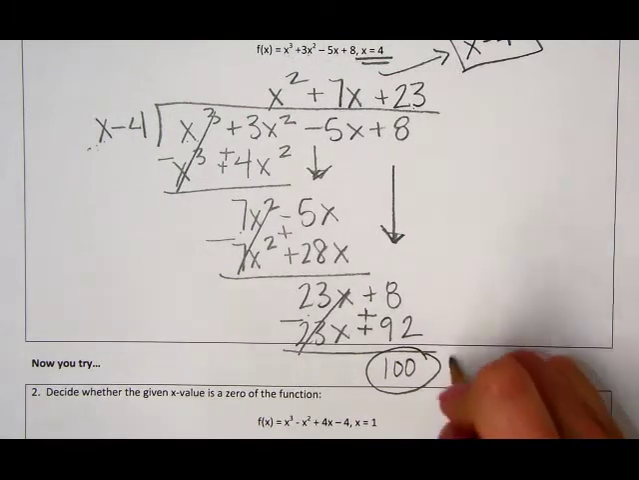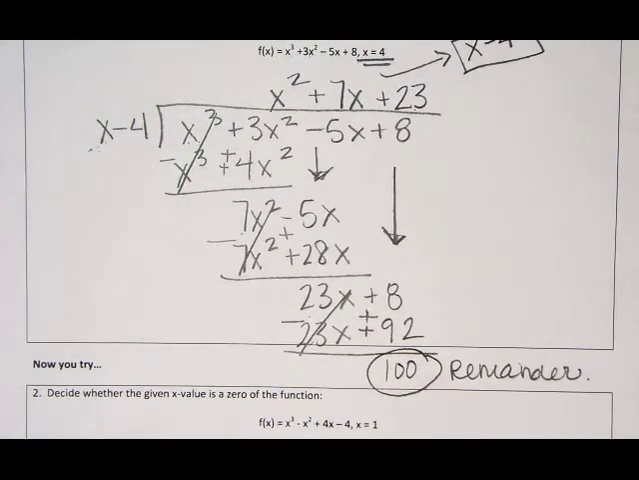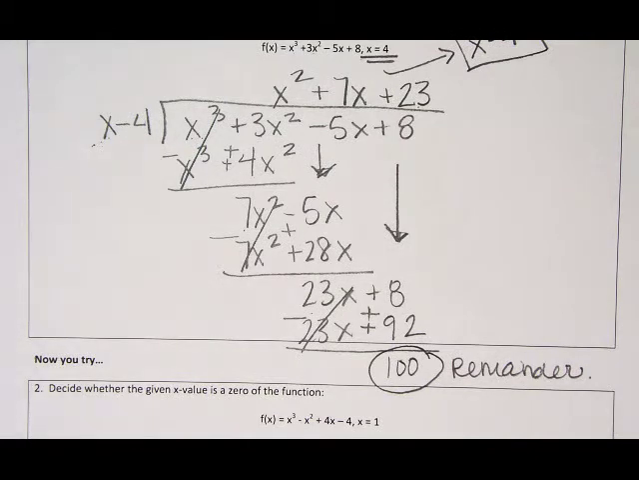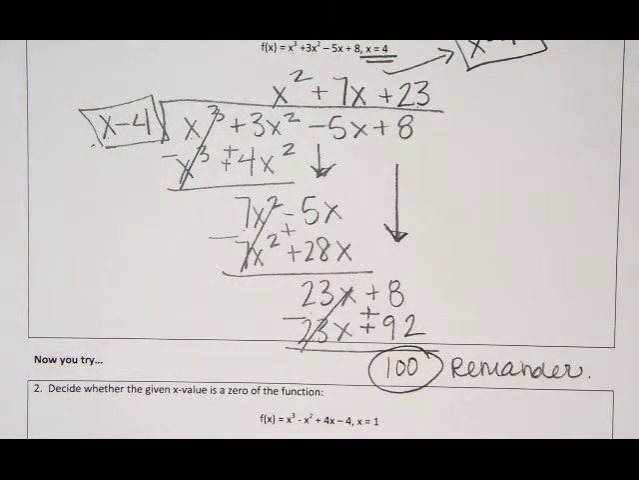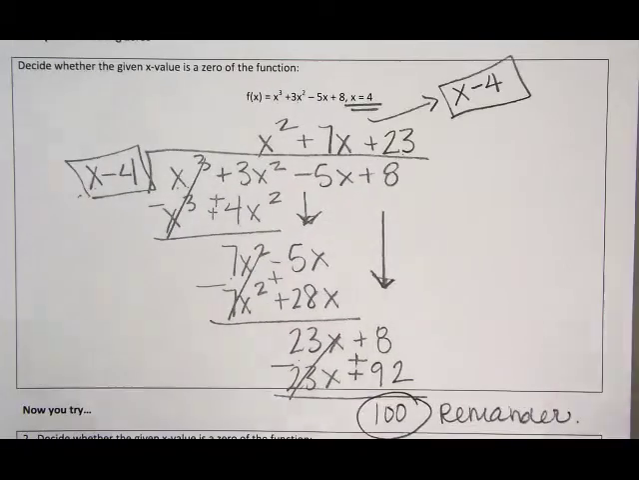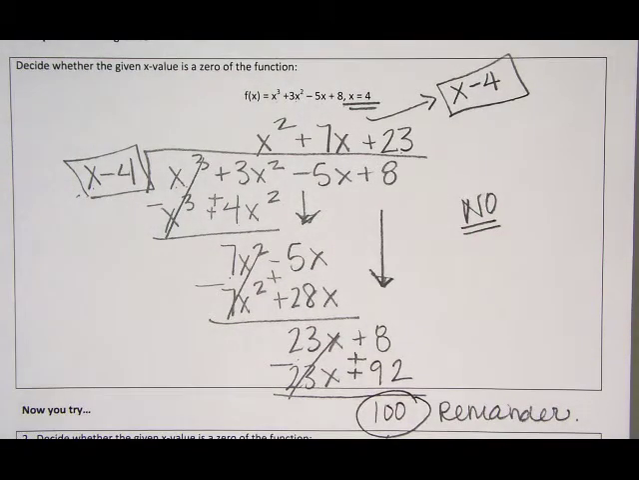Because I have a remainder, where in my other examples I had no remainder. When I have a remainder, that means my original factor was not a 0. That was not a true 0. So the answer to example 2 is no, since my answer has a remainder.